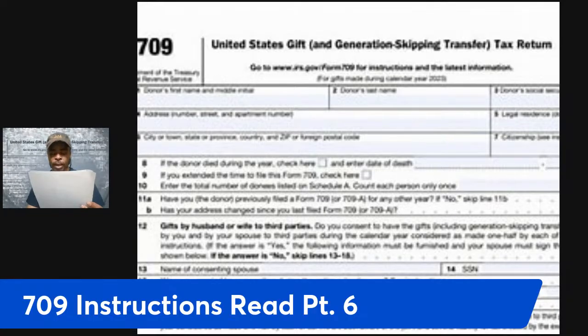Line 7. The applicable credit, formerly unified credit, amount is the tentative tax on the applicable exclusion amount. For gifts made in 2025, the applicable exclusion amount equals the basic exclusion amount of $13,990,000 plus any DSUE amount plus any restored exclusion amount. If you are a citizen or resident of the United States, you must apply any available applicable credit against gift tax.